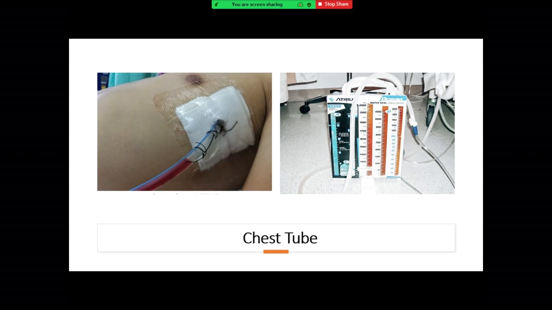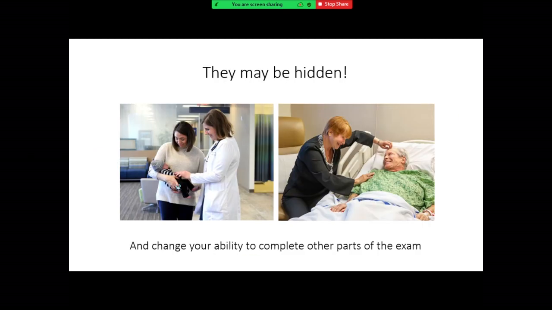Again, these can be really painful. So if you see that box on the floor, ask where your chest tube is, where it is attached, how long ago it happened, what's going on. All important. So big thing, these all may be hidden.